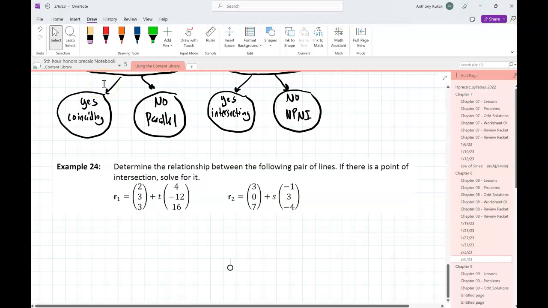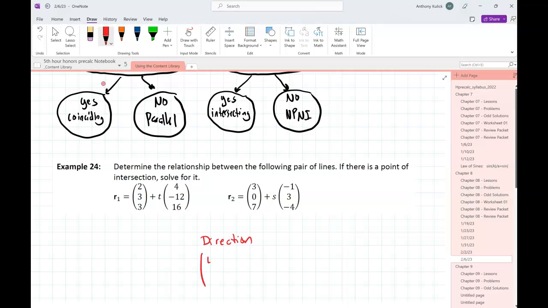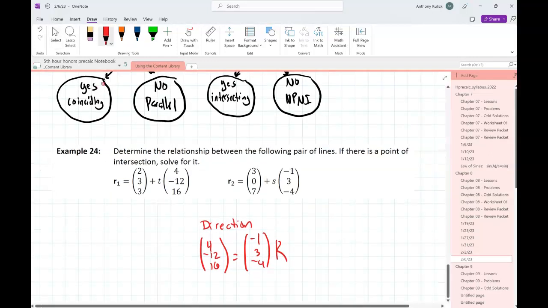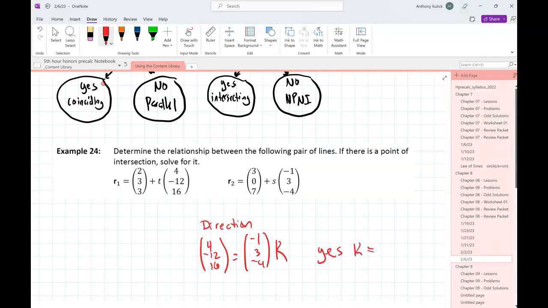So step one, what do we check first? The direction, right? So I'm just going to take my first direction vector and see if I can write it as a scalar multiple of the second direction vector. Now, who can do this in their head? Well, it's -4. Yep. So yes, that works. If k is -4, -1 times -4 is 4.